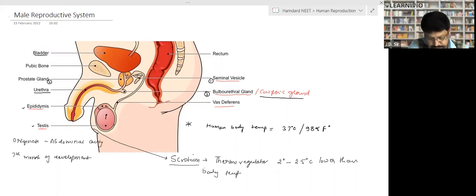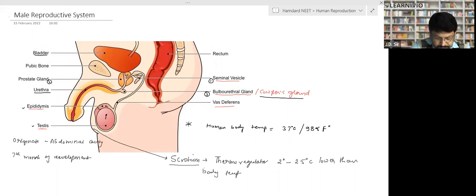The sperm formed in testis are temporarily stored in epididymis. Full stop. They are carried through vas deferens. Full stop.